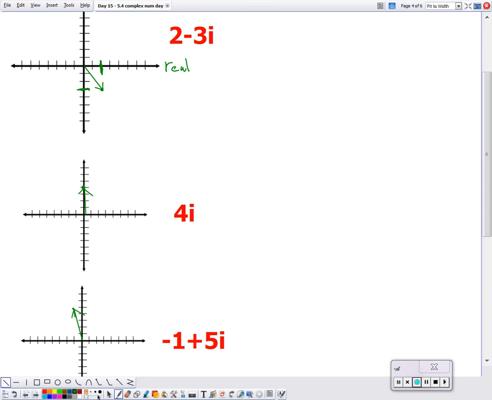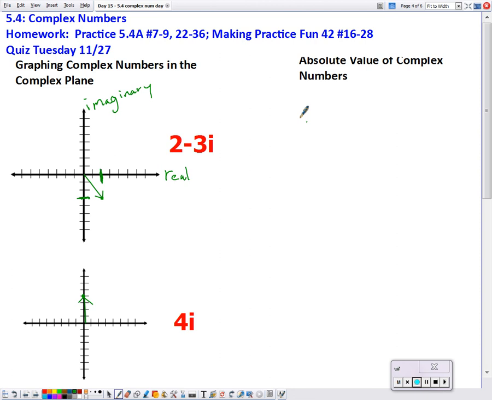Okay, now why do we do this? The reason is we need to be able to find the absolute value of a complex number. If I want to find the absolute value of 2 minus 3i, what I really need to know is how far, that's an A, how far is this from 0? And the problem is, when I find the absolute value of a regular number, I can just count on the number line, back and forth.